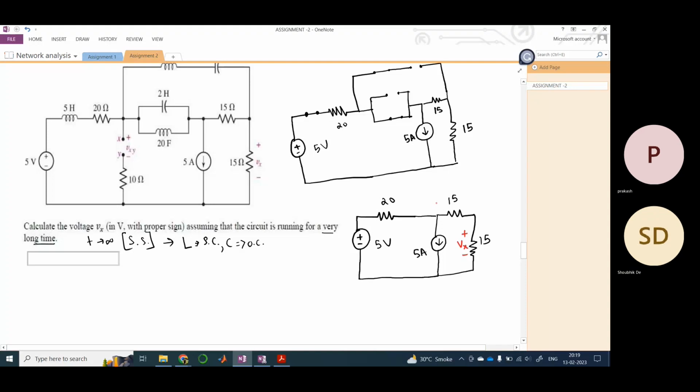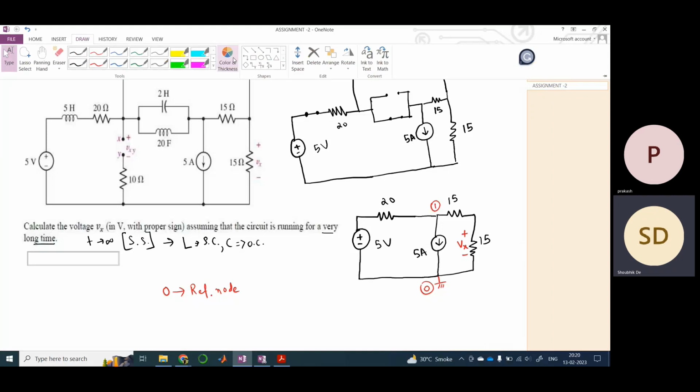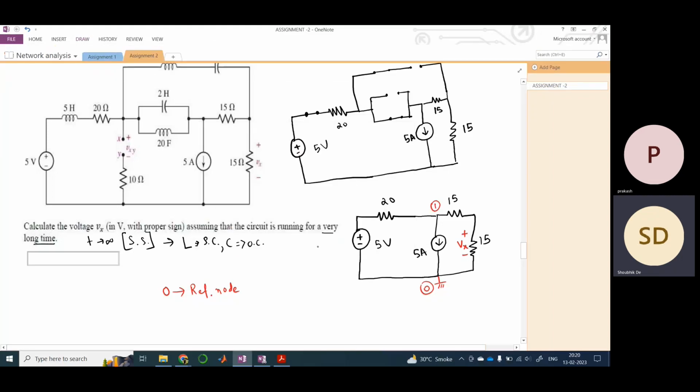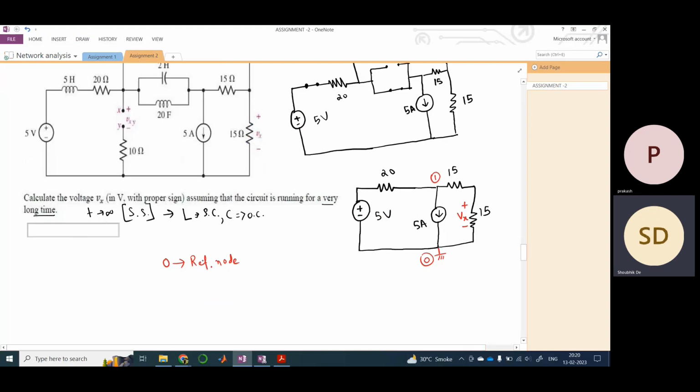Let us consider this to be node 0 and this is node 1, okay? As we saw in nodal analysis, we need to take one node as a reference node, right? So let us take this node 0 as a reference node and let us ground it, okay? I would be just shifting this to the other side. I'll be applying a ground, okay? This is the basic concept of nodal analysis, provided you watch the video of last week.